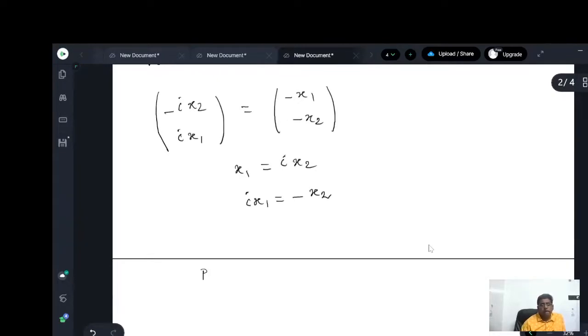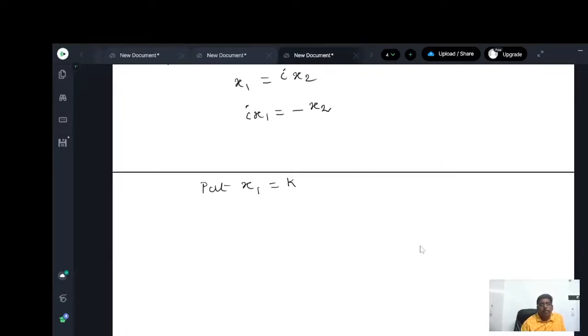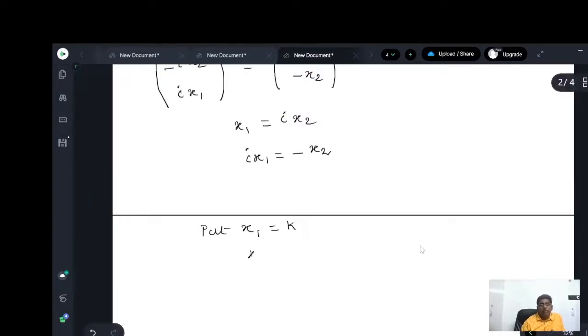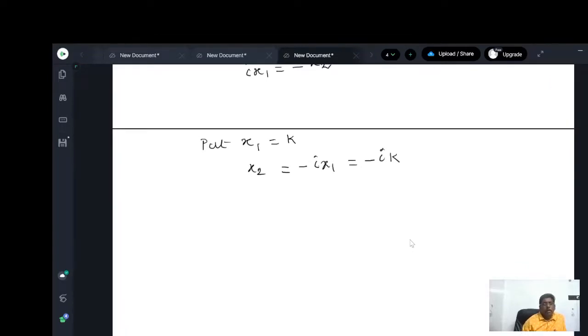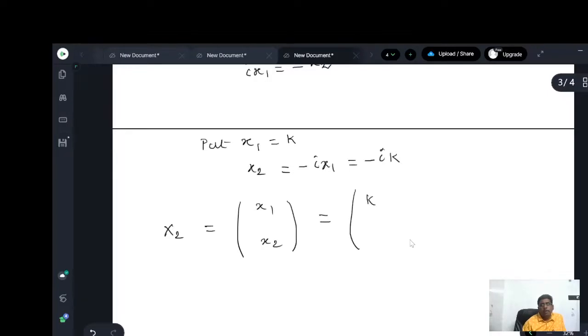Put x1 equal to k, then the value of x2: see here, x1 equal to k, then x2 equal to minus i x1, that is equal to minus i into k. Now the capital X2 becomes [x1; x2], which is equal to [k; minus ik]. Now we have to find out the value of k.